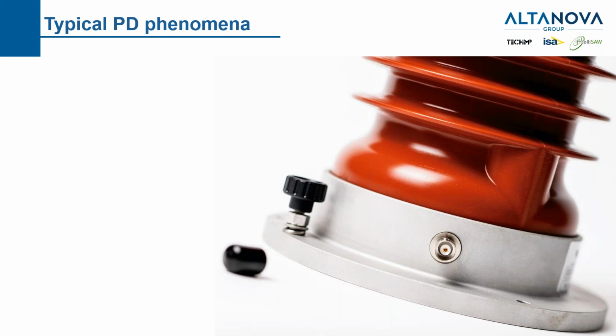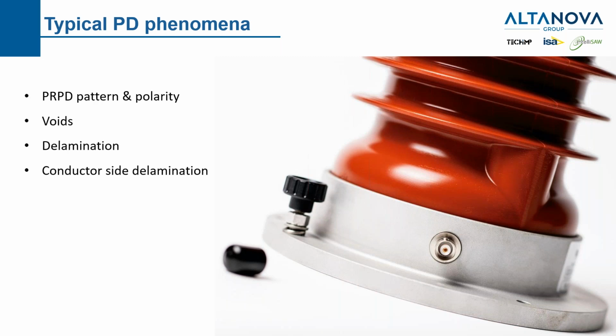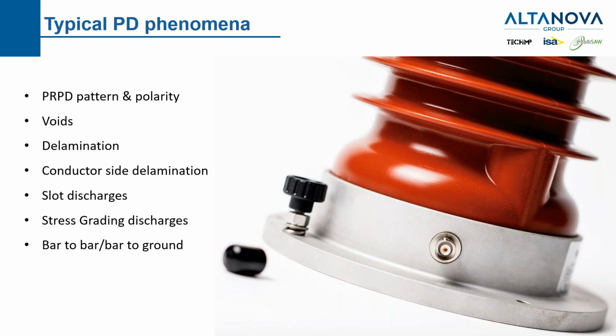Thank you, Andrei. Next topic I expect to be one of the most interesting for you guys. It's a typical PD phenomenon identification. First, we will speak about the phase resolved PD pattern and the polarity. And then we will go into each single major PD phenomenon we find normally in rotating machines. And we will see what the characteristics of the phase resolved PD pattern are related to each defect.